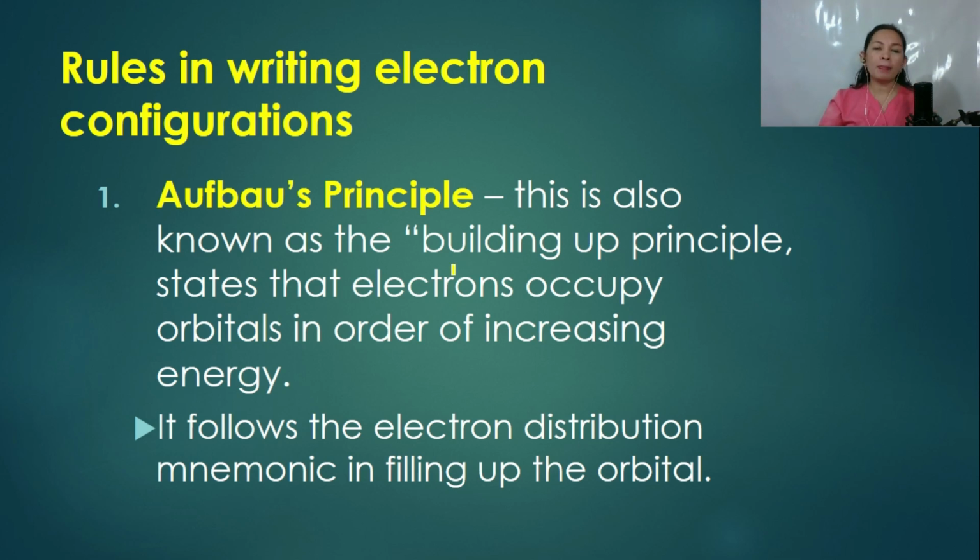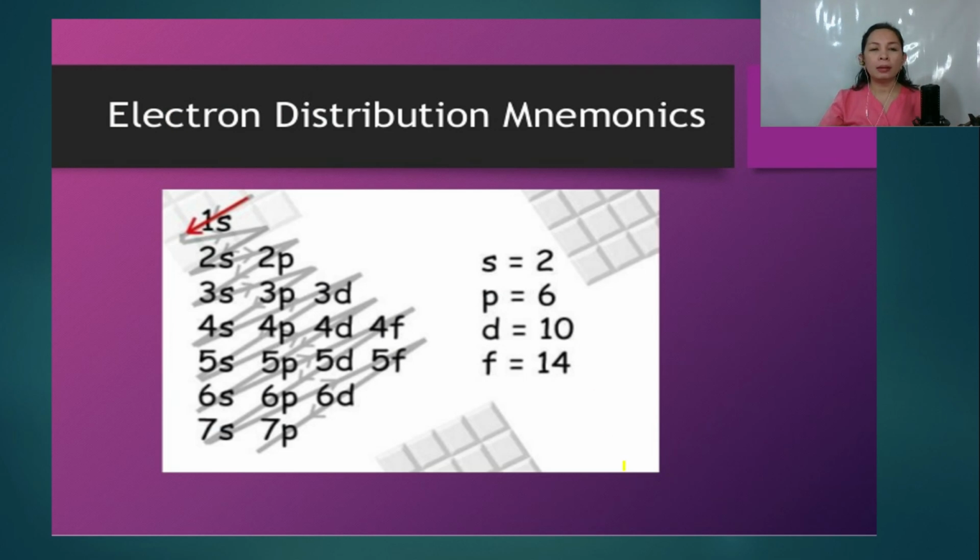The Aufbau principle is also known as the building up principle, which states that electrons occupy orbitals in order of increasing energy, which means that in filling up an electron configuration, we usually start with the atomic orbital having the lowest energy. Then it follows the electron distribution mnemonics in filling up the orbitals.